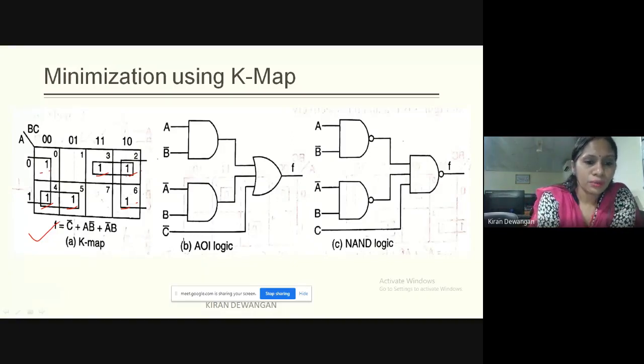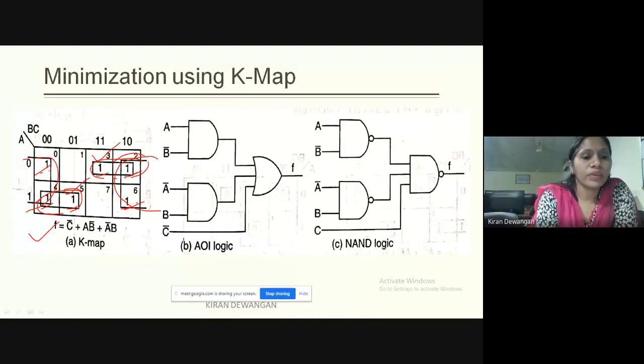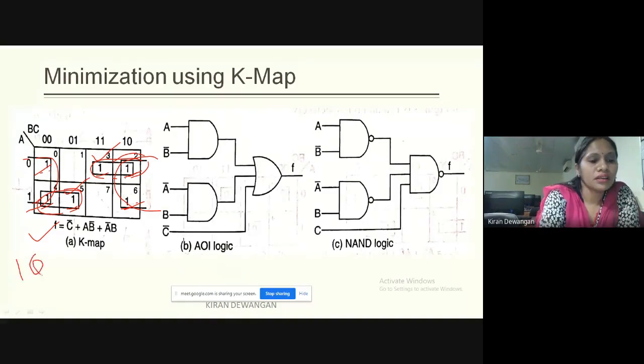So here we have a quad. This one. This is a quad. So here we are covering this min term, this one, and this one. But only this and this are left. So we are forming two pairs, this one and this one. So these are the two pairs that we have formed. So basically we have one quad and two pairs here.